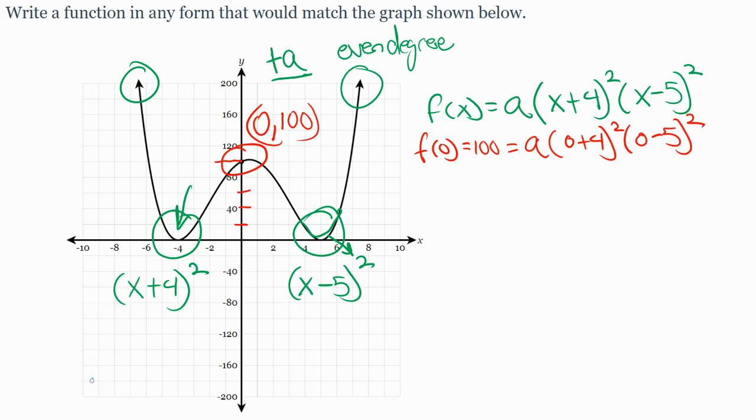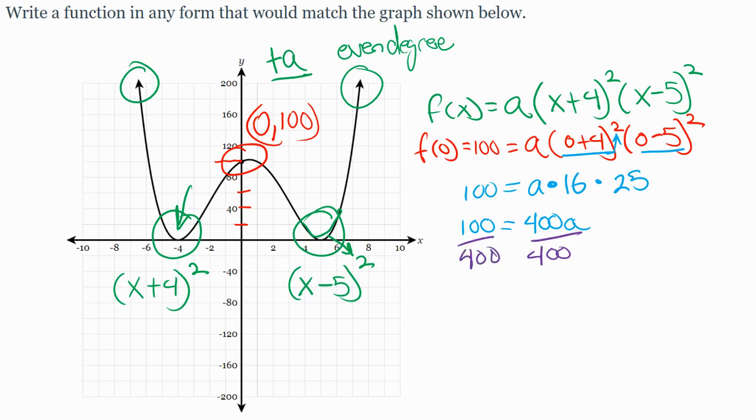And now I just have to work through solving for a. Careful, these are squared. So we've got 16. So a times 16 times 25. The -5 squared is still positive 25, equals 100. So we figure out what 16 times 25 is. So we should get 400 a equals 100. And then you divide both sides by 400, and you get a is positive 1/4.